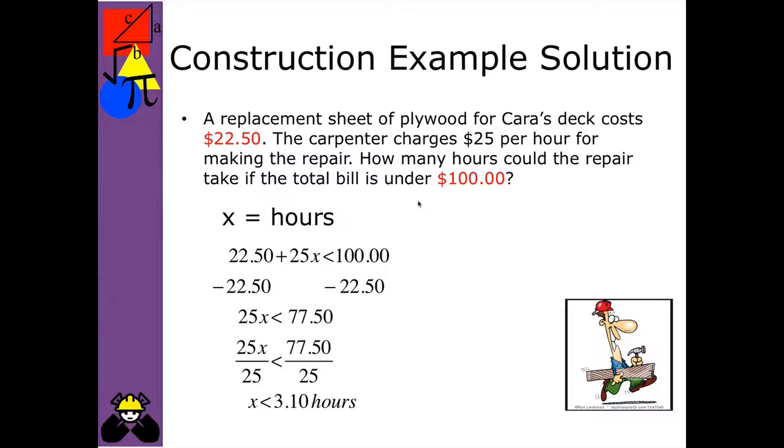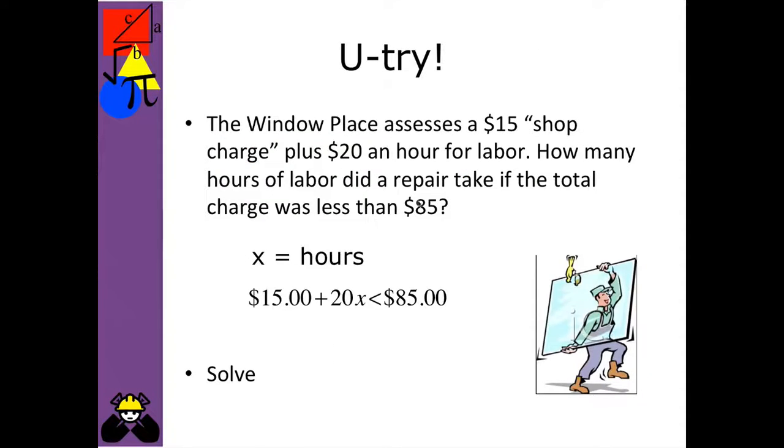All right, there we got it. It's all worked out. So now you try this. The window place assesses a $15 shop charge plus $20 an hour for labor. How many hours of labor did a repair take if the total charge was less than $85? Again, X is equal to number of hours.